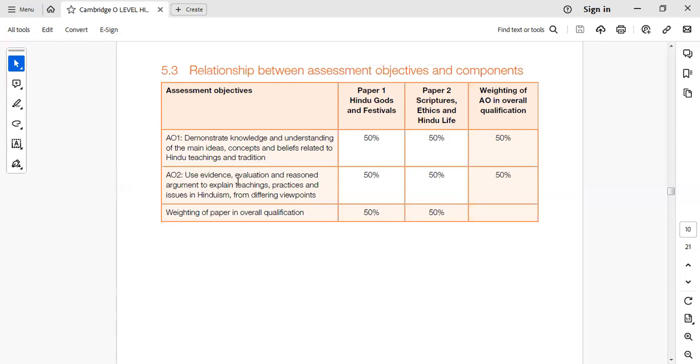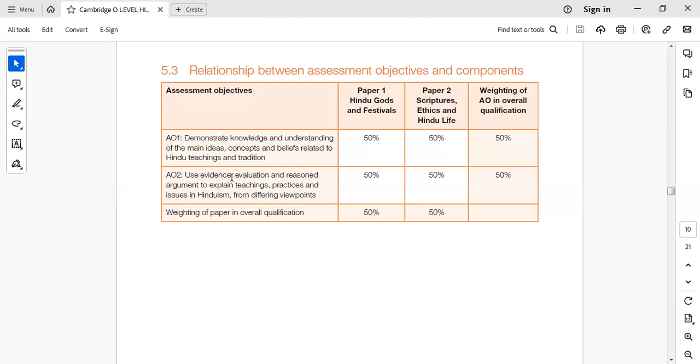Secondly, what is expected from you? Use of evidence, evaluation, reasoned argument, what you call to criticize things. Let's say you said Ram is the ideal man. He set up Ram Raj, he has done so many good works, but some of the students might say that he is not a perfect man because he rejected Sita. So you criticize characters, you criticize ideas and various points. You get marks for that.